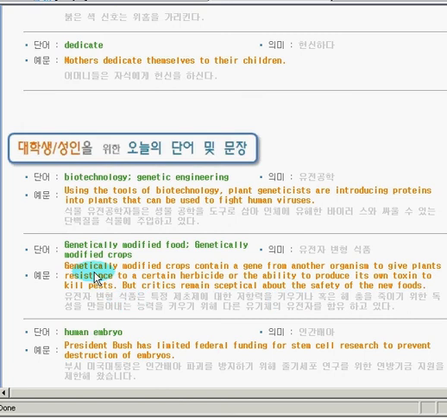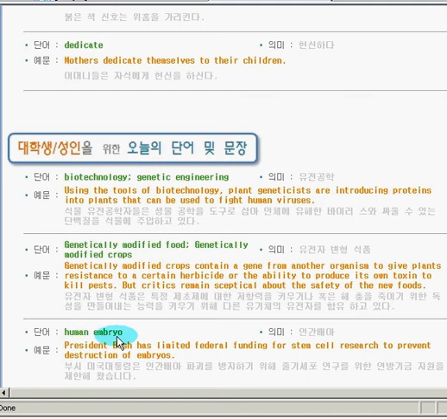Let's read it slowly this time. Genetically modified crops contain a gene from another organism to give plants resistance to a certain herbicide or the ability to produce its own toxin to kill pests. But critics remain skeptical about the safety of the new foods. Alright, so that was genetically modified food.